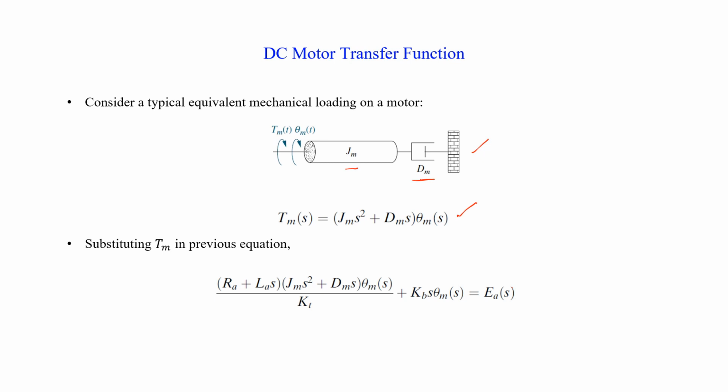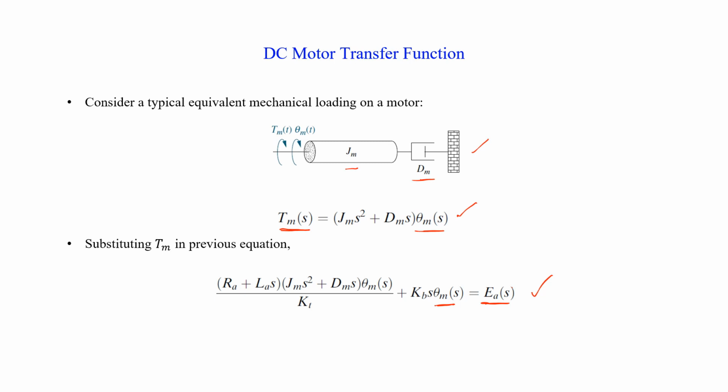If we substitute the relationship between Tm and theta m in the previous equation, we will get this equation. Now we can see that this whole equation is in terms of Ea and theta m. So from here we can easily find the relationship between Ea and theta m, which will be the transfer function of the motor.